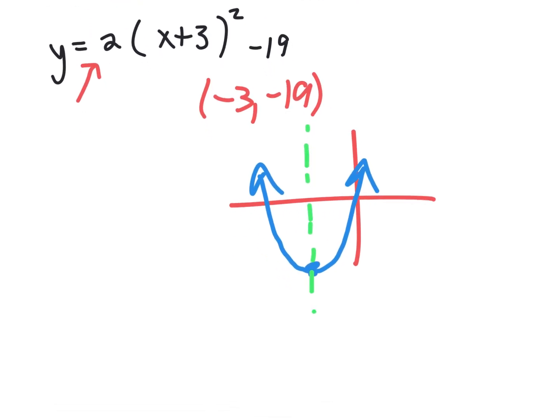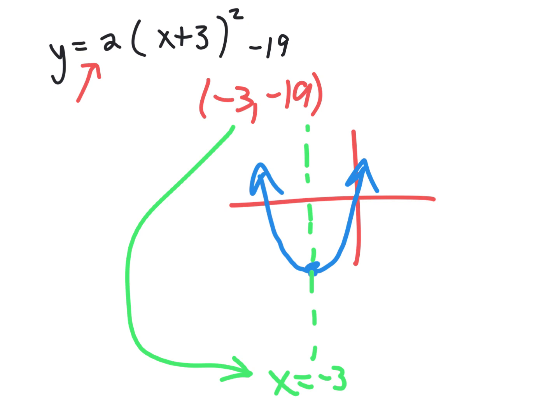There's a name for that. Axis of symmetry, and it's at x equals negative 3. This just tells you automatic. If you know the vertex, you know so much. All right.